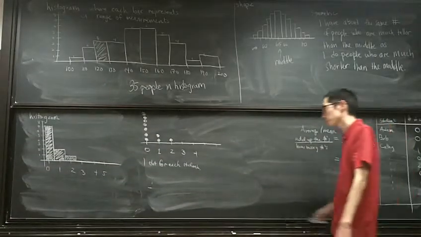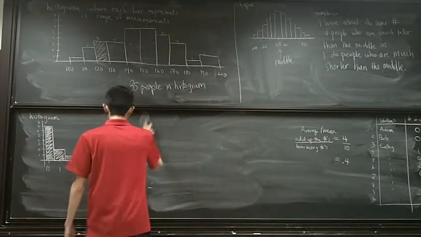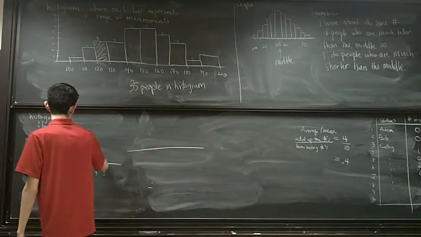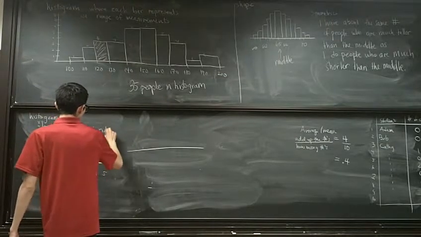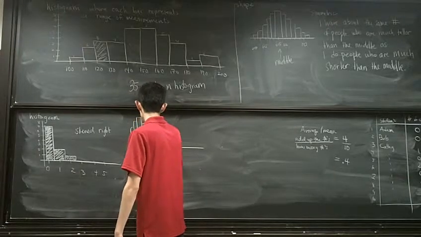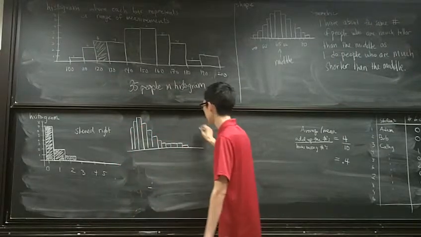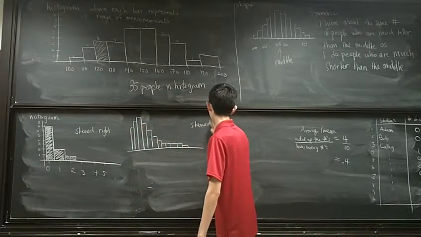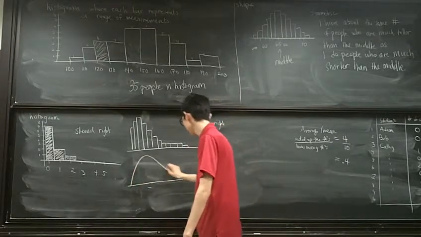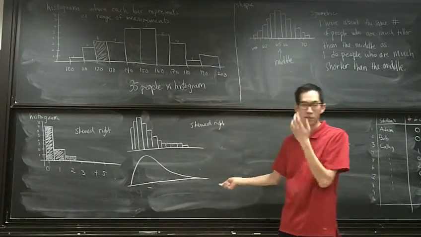We can have skewed shapes. This is actually an example of something that's skewed. Something that's skewed might look like this. We call this skewed right. Or skewed right could also look like this. This is also skewed right. And then sometimes we're just so lazy, we don't even draw the bars and we just draw this curve. These are all skewed right shapes.